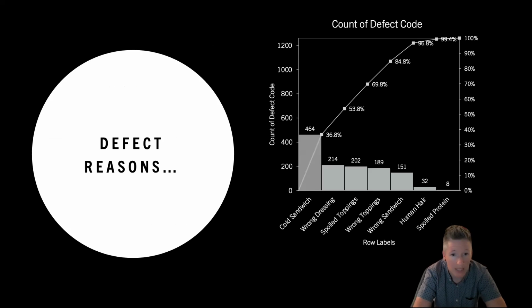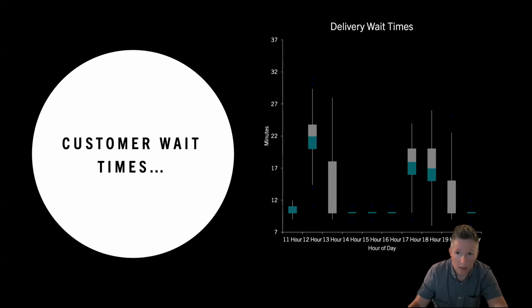As it stands, a little over 50%, roughly 53.8%, of the total defect reasons are due to a cold sandwich and/or wrong dressing being applied to said sandwich. These defect reasons, coupled with customer wait times, there's a wide variation of wait times. This also leads to frustrations by the customer but also shows areas of opportunity and improvement.